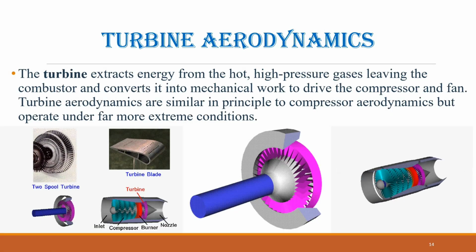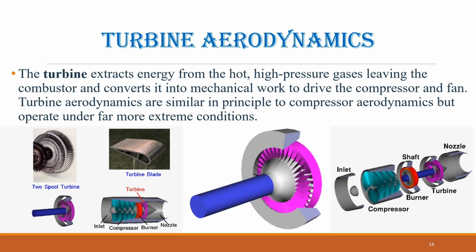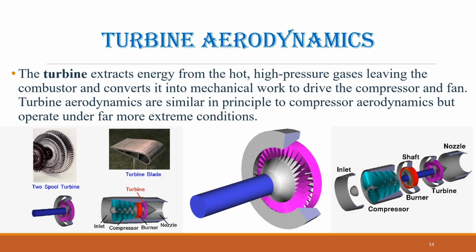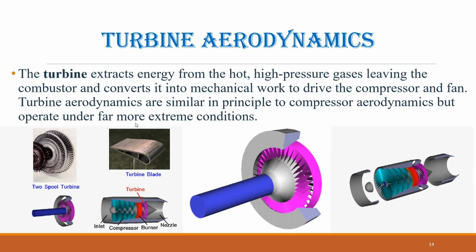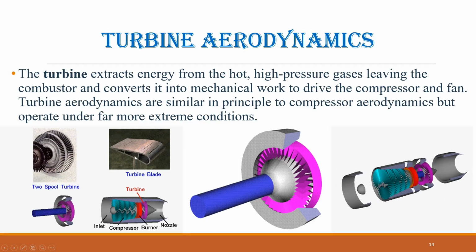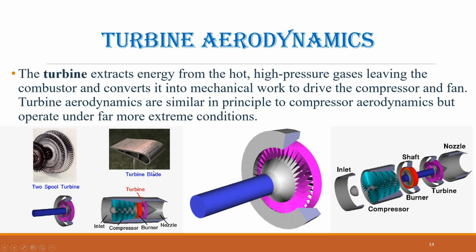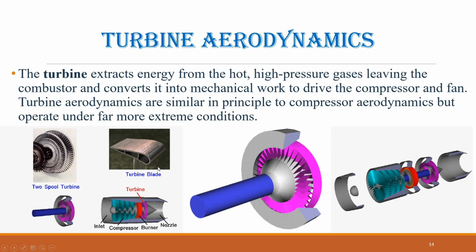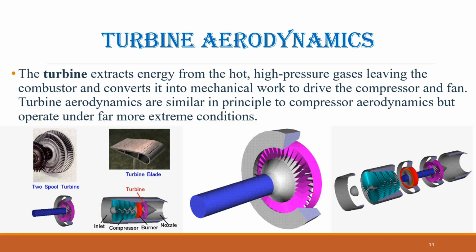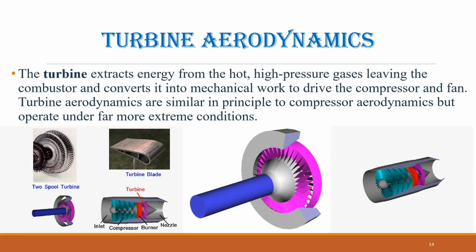In engines such as the GE90, turbine inlet temperatures exceed the melting point of the blade material. To survive, turbine blades are cooled internally using air bled from the compressor and coated with thermal barrier materials. This cooling air must be introduced carefully so that it does not significantly disrupt the main aerodynamic flow.